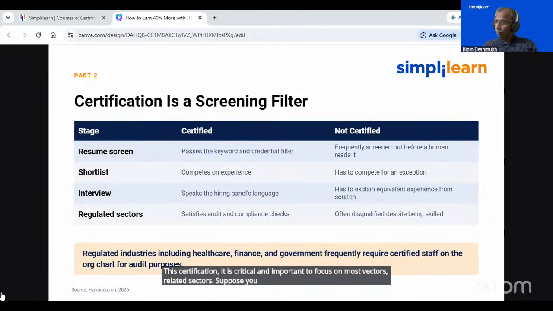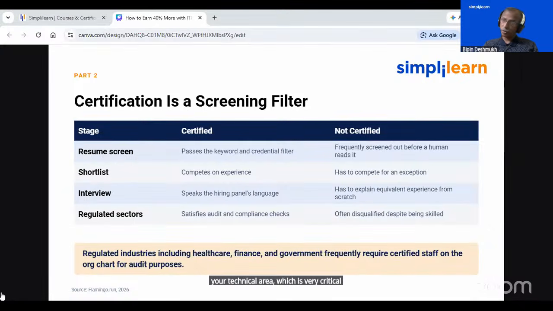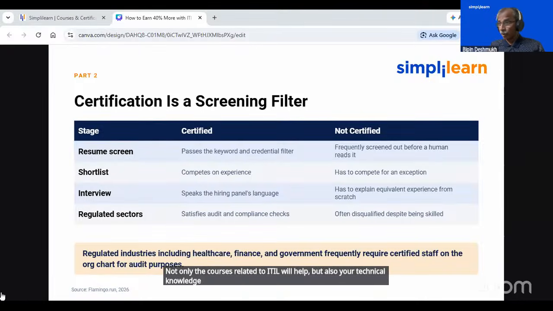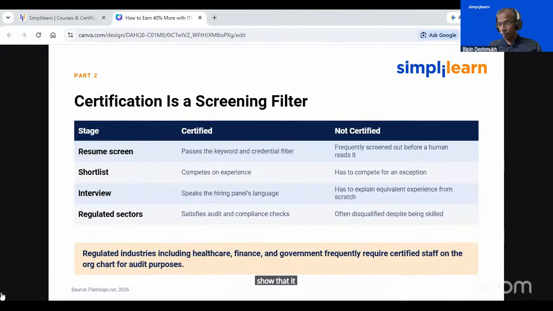Suppose you are from telecom, concentrate on the telecom sector, the technicals of the telecom sector. If you're in banking, concentrate on the banking sector. If you are from hospitality, concentrate on hospitality. Tourism, concentrate on that. If you're in IT, concentrate on that. If you are part of implementation of ERP, please concentrate on your technical area, which is very critical along with these courses. Not only the courses related to ITIL will help, but also your technical knowledge related to the domain area you are coming from is absolutely critical and vital for you to show that it can be applicable there.